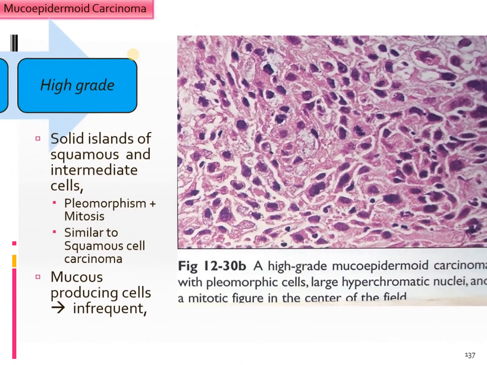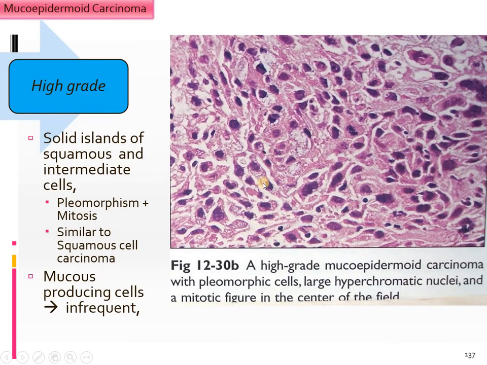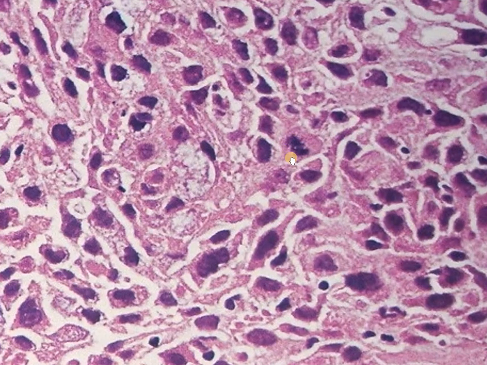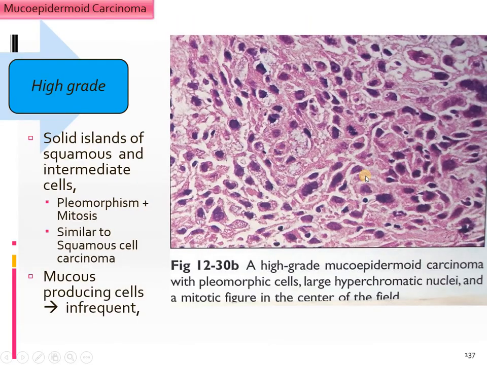In contrast, a high-grade mucoepidermoid carcinoma will not show any cystic spaces. And if you zoom into the cells, you can see a metaphase here, a very hyperchromatic nucleus. There is pleomorphism. Some nuclei are small, some are large and hyperchromatic. There is a lot of cohesion loss seen around. So these are the features which give an indication and look similar to that of squamous cell carcinoma. There will be very few mucus producing cells. These types of tumors would be categorized as high grade tumors.